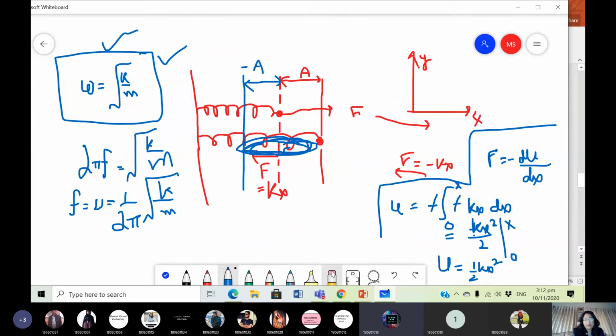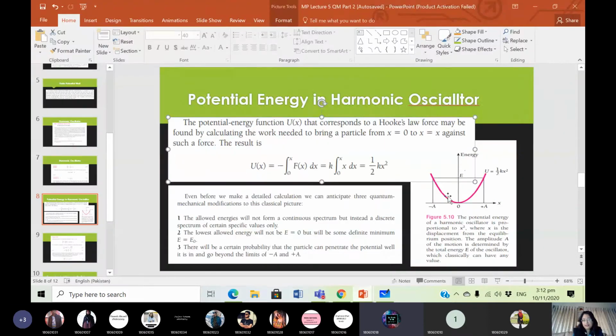This distance over here is minus a, and this distance is positive a. So that is the amplitude of the oscillation. Okay? So the curve that looks like that is a sketch of the potential energy. And before we make a detailed calculation, we can anticipate 3 quantum mechanical modifications to this classical picture.